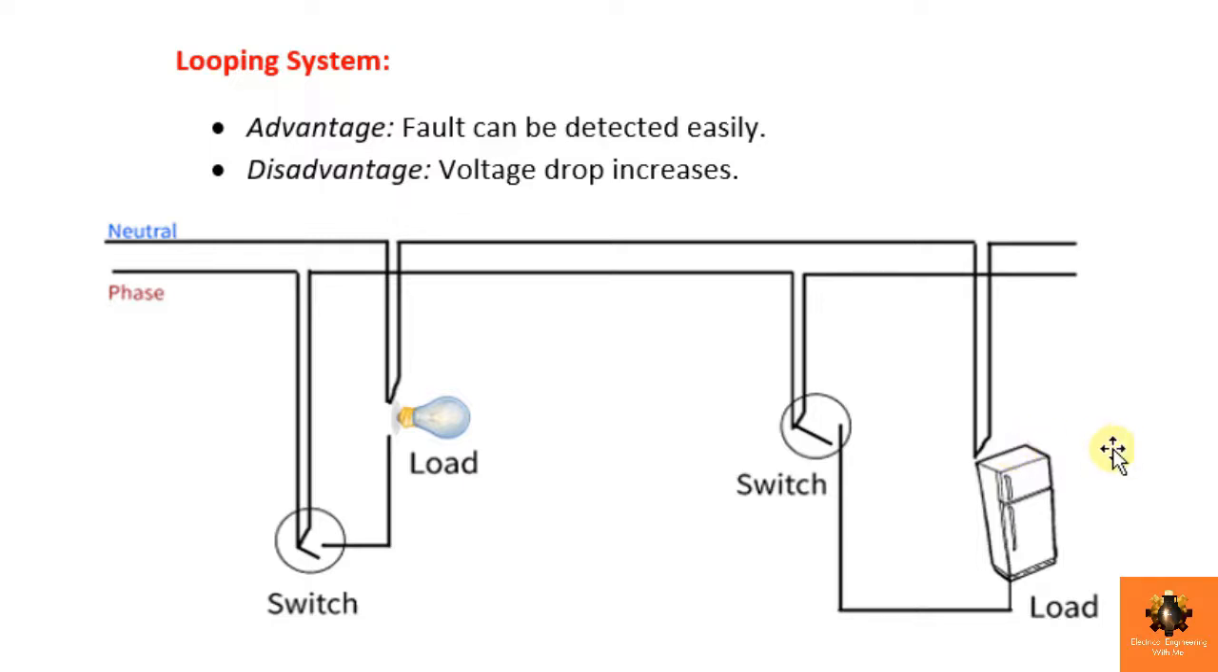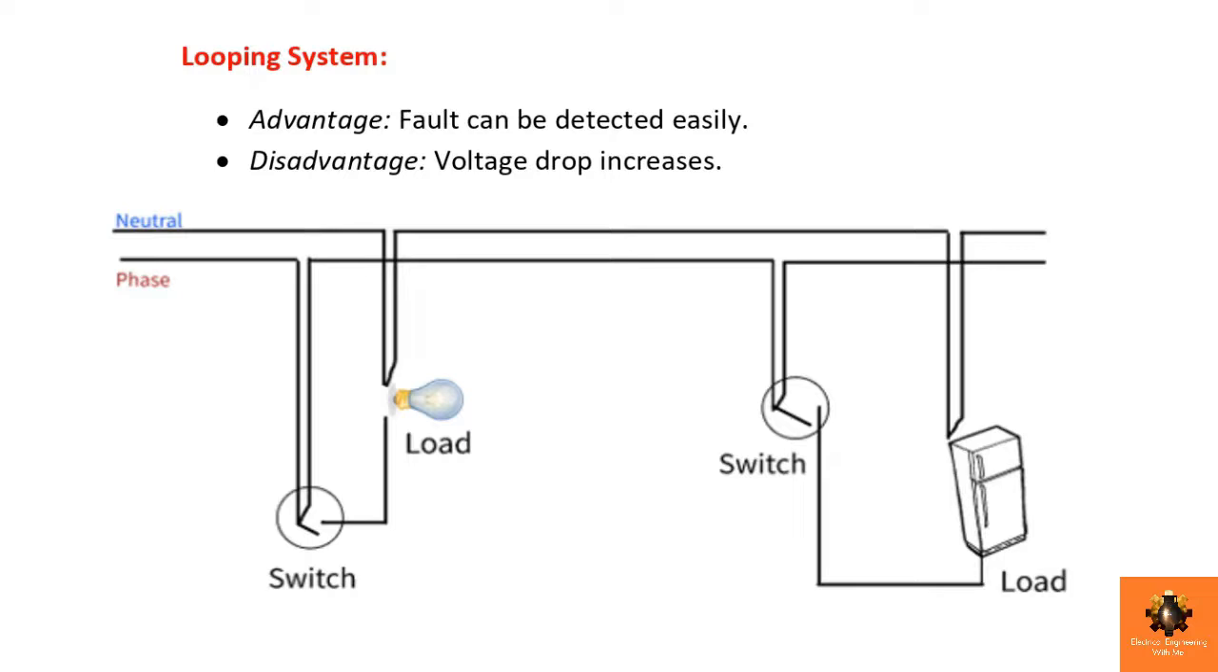This looping system is much popular in practice, therefore looping wiring is widely used everywhere. Clear? And in this system, the circuit is obtained from board to board, therefore it is much easier to find the fault, which is an advantage of the looping wiring system. But due to looping the devices, the length of the wire increases, so the voltage drop will be more across the line. You can consider this point as the disadvantage of the looping system.